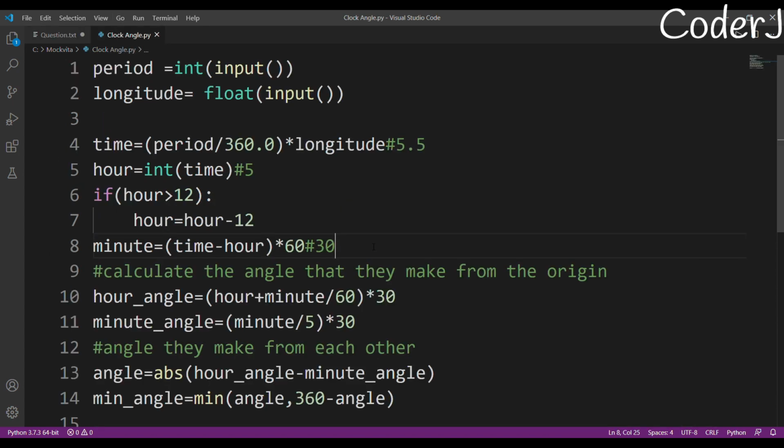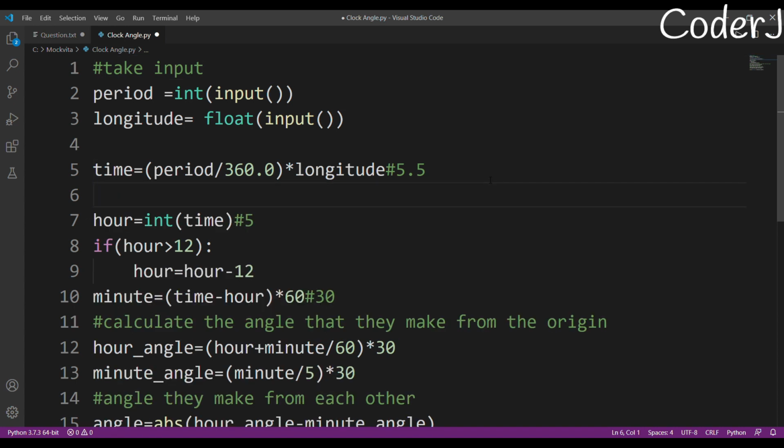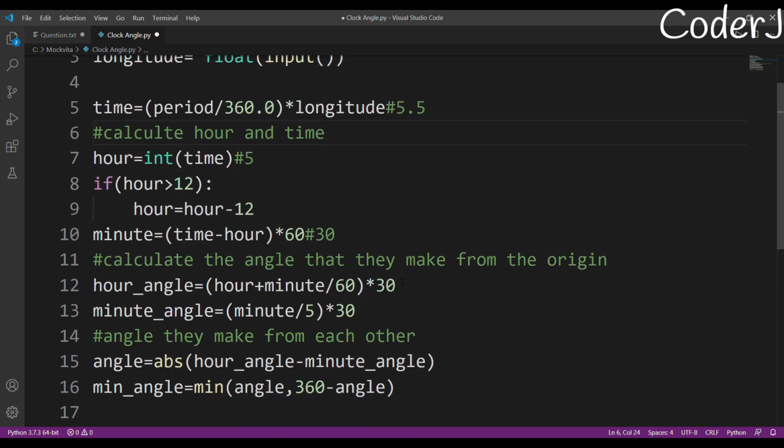So I'll just give you another brief of what I did. If I have to break it into steps, step one, I take input. After that, I calculated this R and time, right? And after that, I calculated the angle that they make from the origin. And how did I do that? Simple. For R, I know that R depends on minute also, so I converted this minute back into R, right? And I multiplied them by 30. Why? Because each division makes 30, by division I mean this 12, 1, 2, this part, right? So each division constitutes 30 degrees.